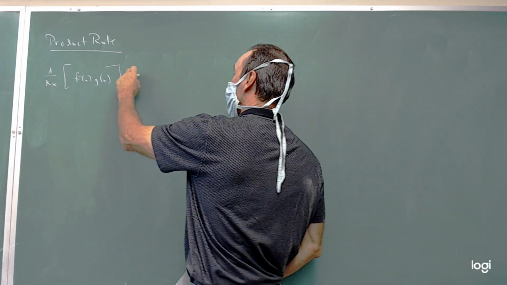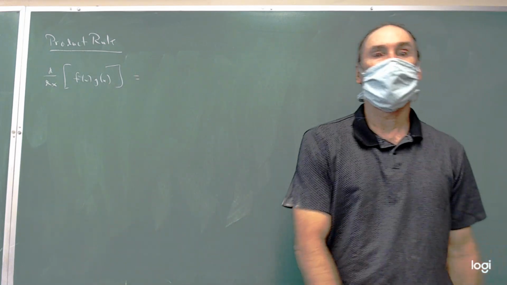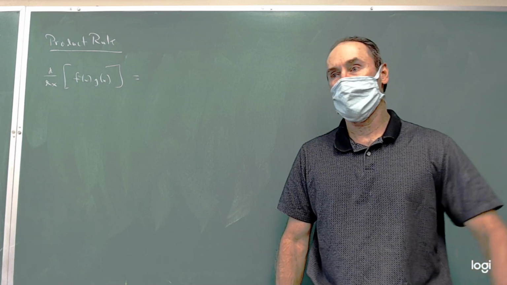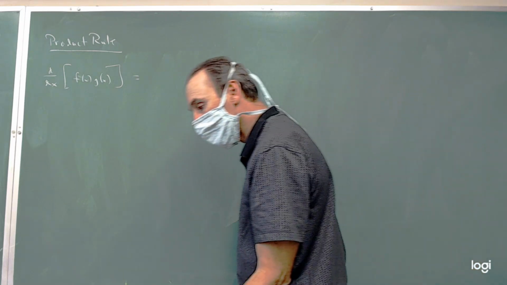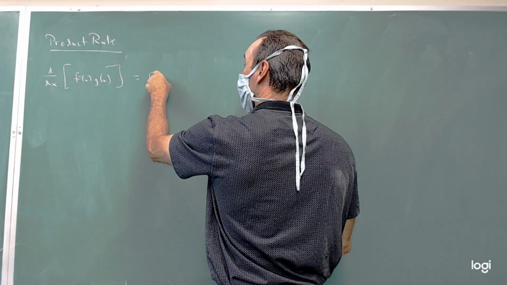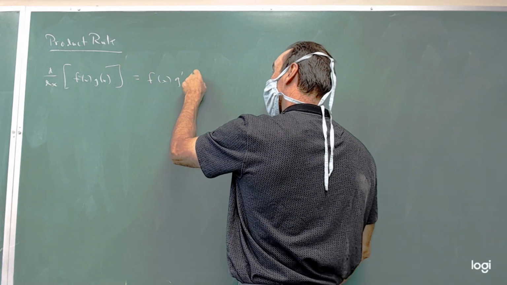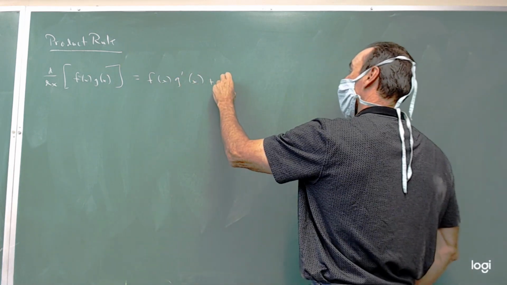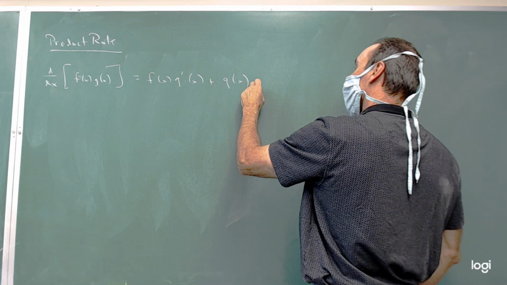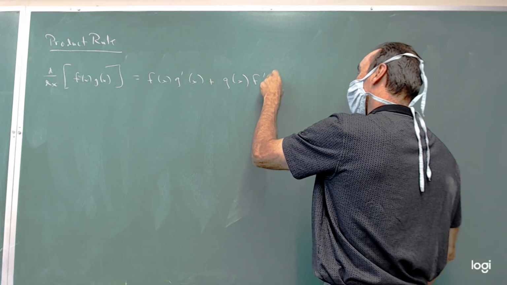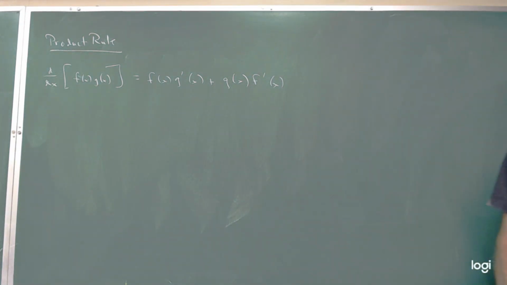So we say the derivative of f of x times g of x is the first times the derivative of the second, plus second times derivative of the first.